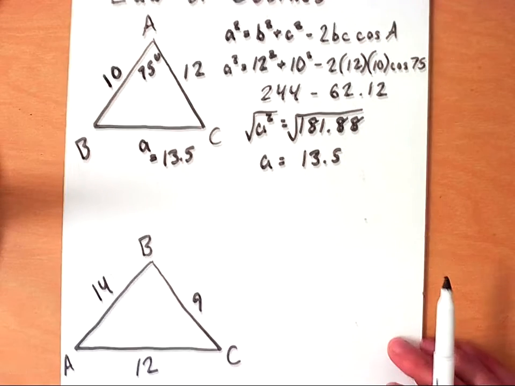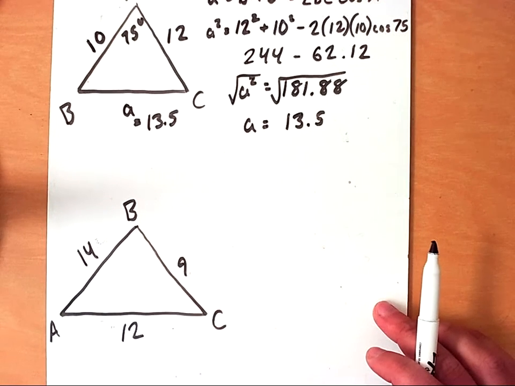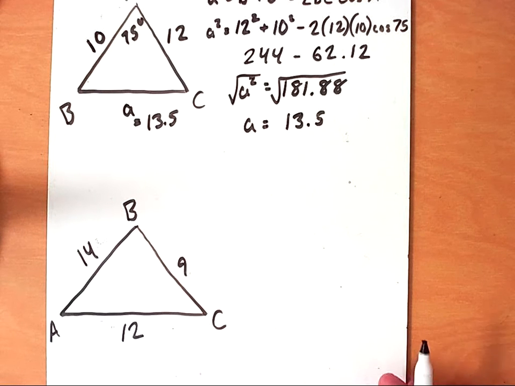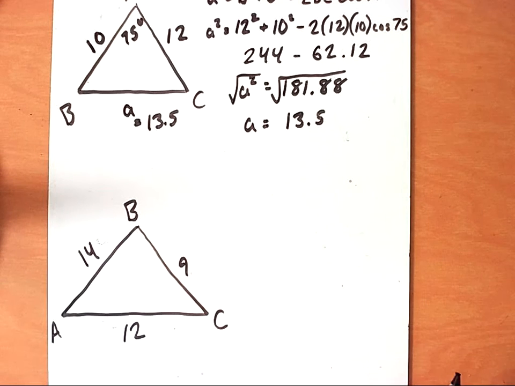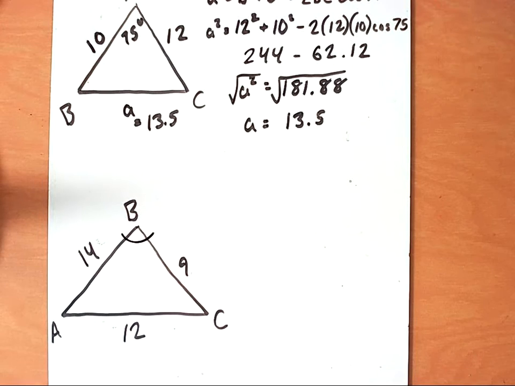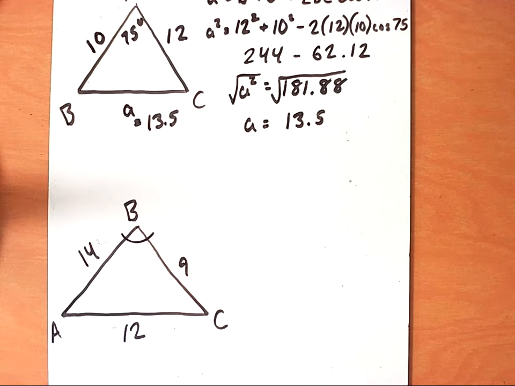We can also use the law of cosines if we have a triangle that just gives us side, side, side, and we want to use this to solve the triangle or solve for a missing angle. Alright, so let's say we want to solve for angle B. If we're going to solve for angle B, I'm still going to use the same formula from above, but I'm just going to have the cosine of B as my variable, and everything else will be filled in.